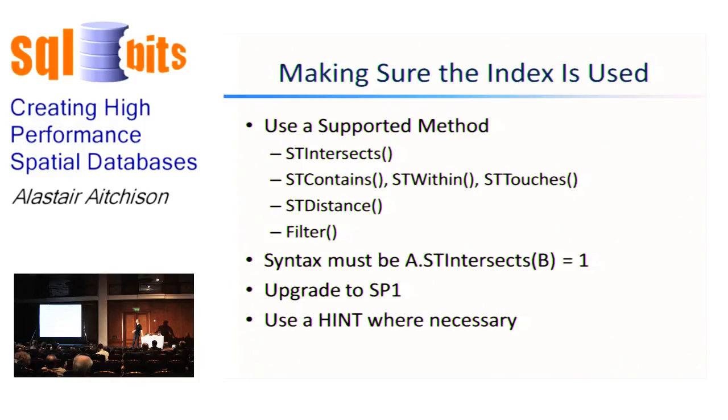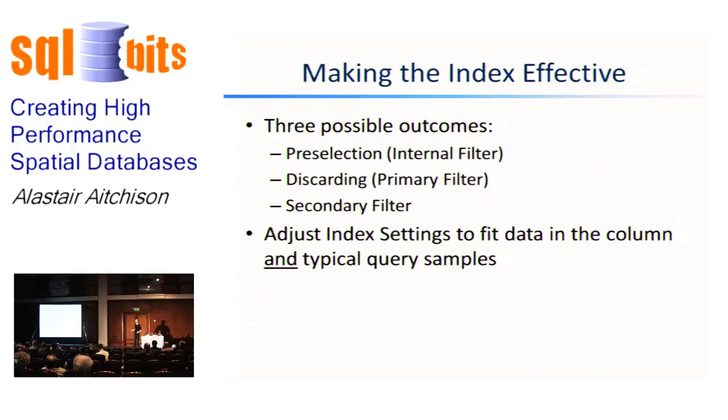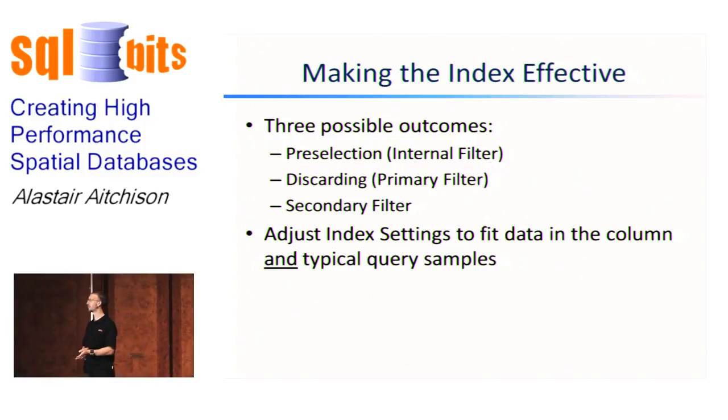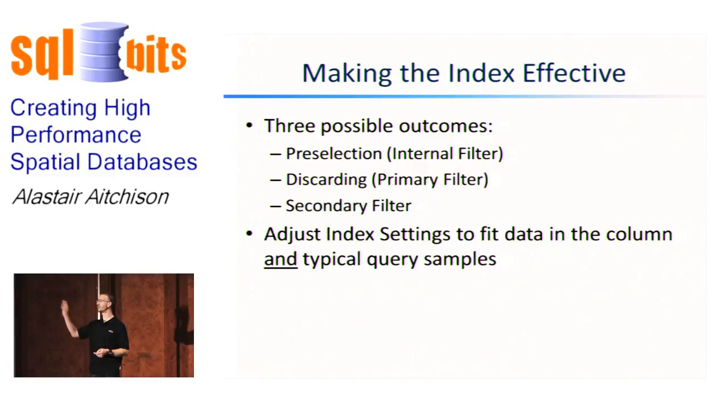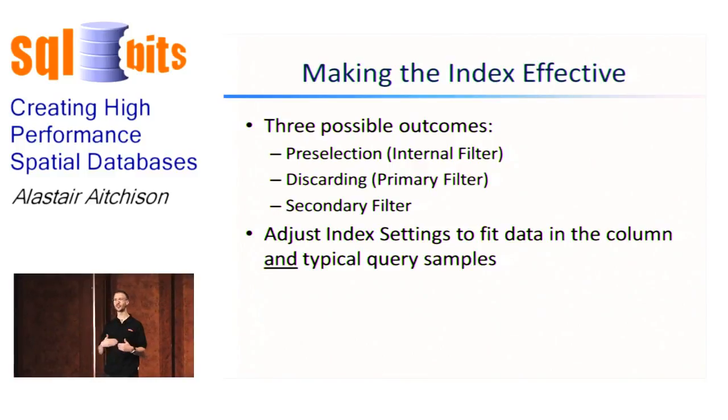Once you've made sure your index is being used, you need to make sure the index is effective. Remember, there's three possible outcomes. There was that internal filter: we know this row can be included in the results. Or there's discarding it: we know this row definitely isn't in the results. Both of those, from your point of view, are good things. Those are the two outcomes that you want to be getting as a result of your primary filter. The secondary filter, where we're not really sure and we have to run it, is what's going to slow your queries down, okay?